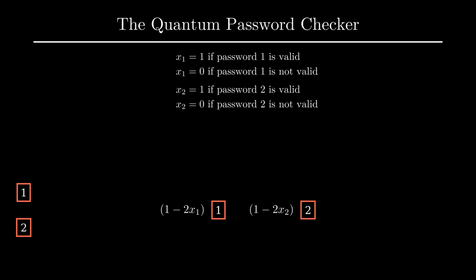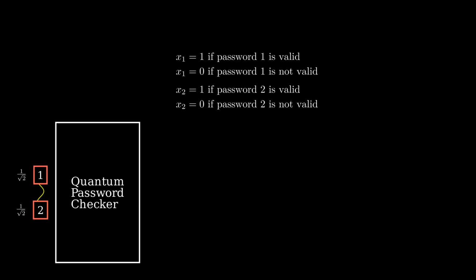Similarly, the guess 2 gets the amplitude 1 minus 2x2. We specified the behavior of the password checker, and we didn't even have to split it into cases. So now we can redo our calculations in the algorithm. The superposition after the first password checker is just the memory setting 1 with amplitude 1 minus 2x1 by square root 2, and the memory setting 2 with amplitude 1 minus 2x2 by square root 2. You can check it against the cases we had individually computed earlier.